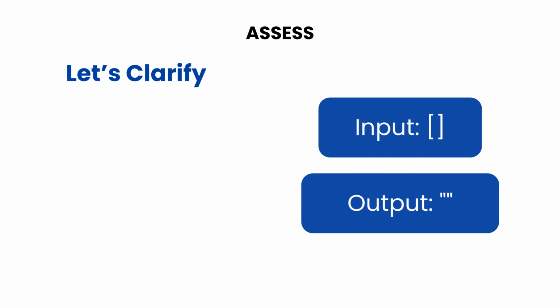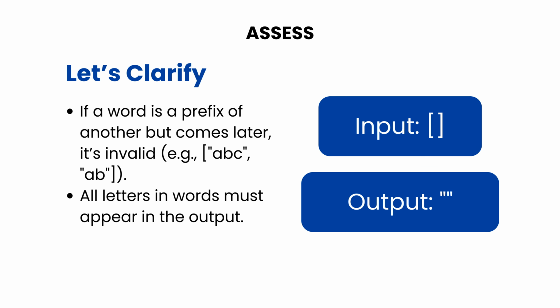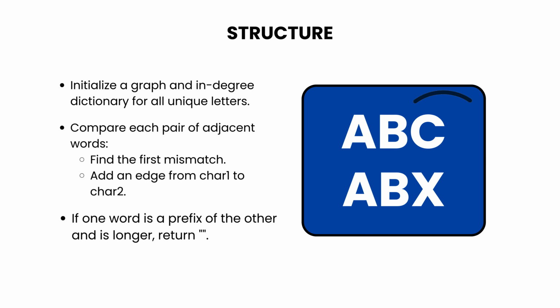Let's clarify. If a word is a prefix of another but comes later, it's invalid. For example, ABC, AB. All letters in words must appear in the output. Edge cases. Empty word list: return empty. Words with same prefix: skip until the first difference. Cycle in constraints: return empty. Initialize a graph, adjacency list, and indegree dictionary for all unique letters.